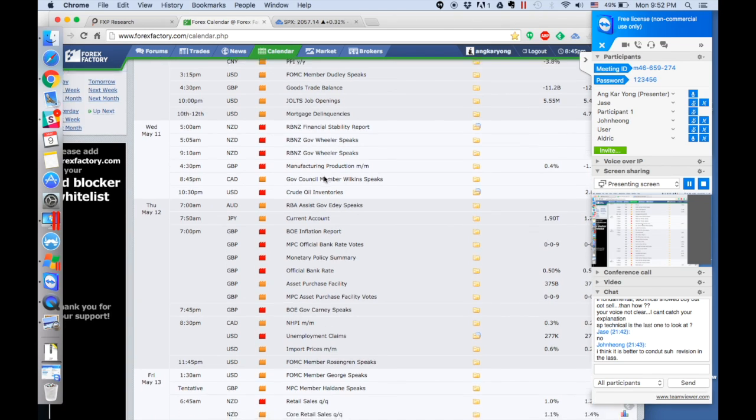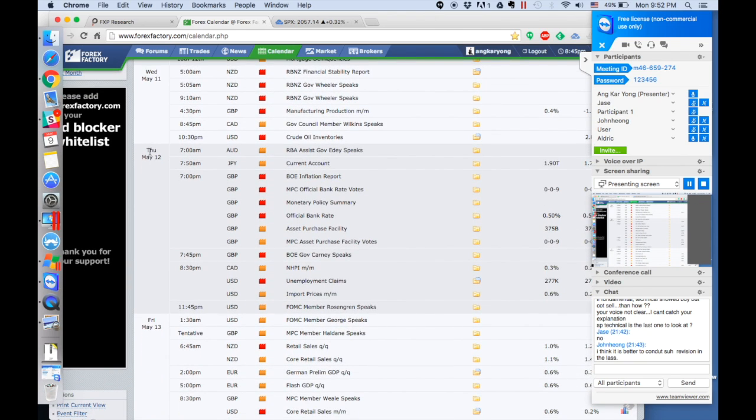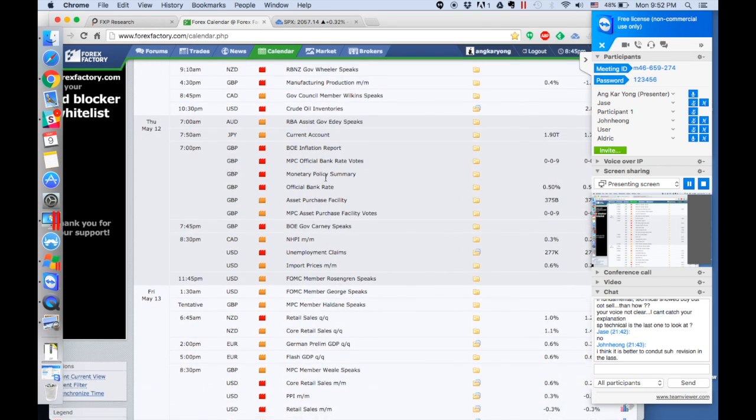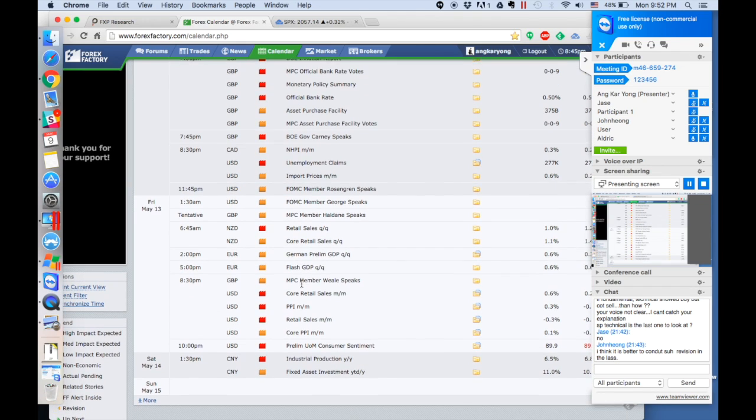The other news that is potentially a catalyst is on Thursday. We have the BOE inflation report, and we also have the monetary policy summary. This is important because it talks about the UK inflation situation. Whether it's positive or negative, that is going to be a fuel to drive your breakout strategy. On Friday there is basically nothing left regarding euro or pound. In terms of euro, you have some data to take note of, which is German prelim GDP and flash GDP.